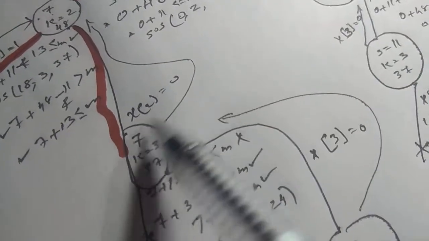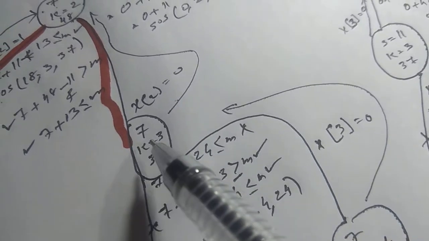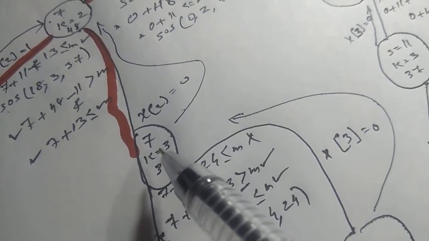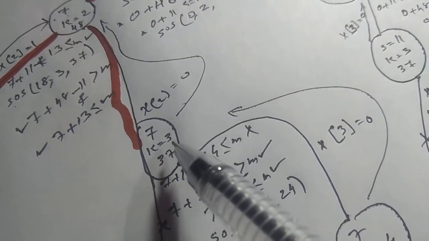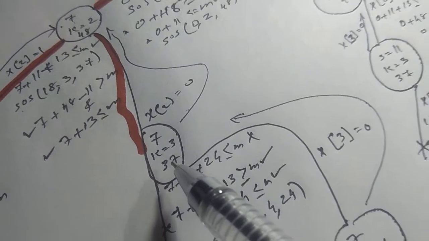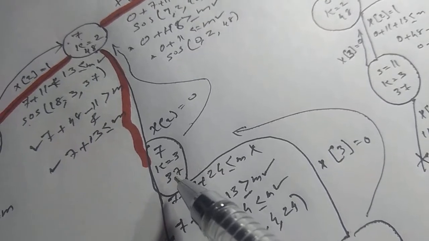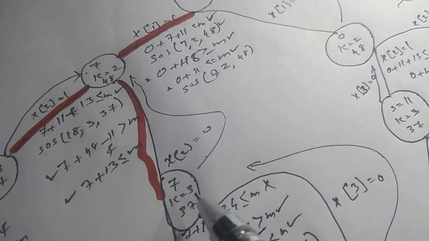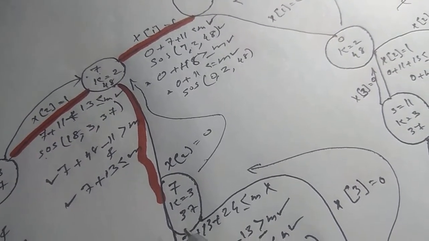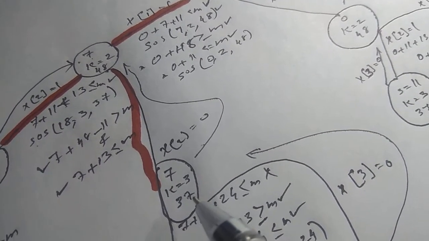Okay, so it is making x2 equal to 0, then calling sum of subset. Sum is 7, k plus 1 and r minus wk. So what is r? r is 48. 48 minus, k is 3, w3 is 13. So it is 37.